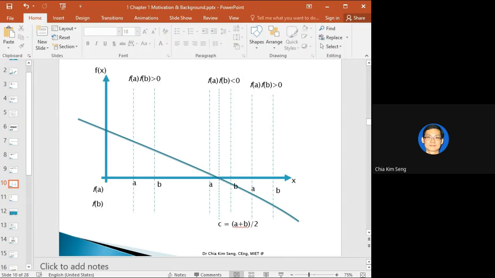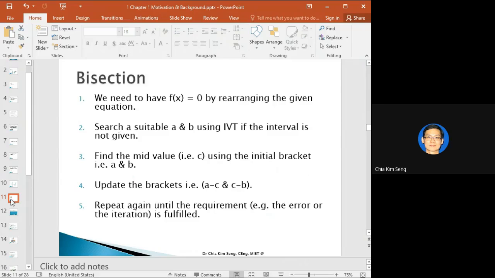So clear? Do you see any question from the chat box? This is the first knowledge that you should learn, what we call the mindset: the intermediate value theorem. So next is what we call the bisection. You know a and b is one section. When we call bisection, that means we make it become two sections.